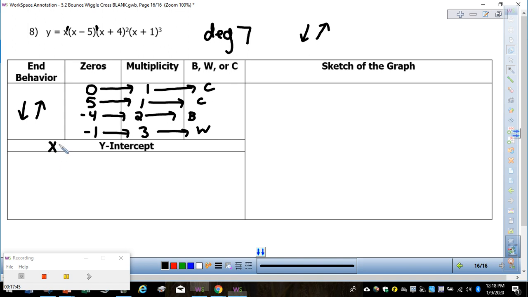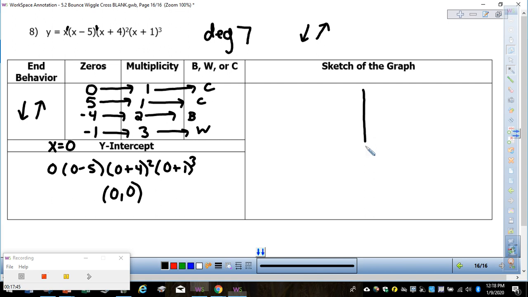Okay, this one is going to be the same process for getting the y-intercept as we did before, plugging in 0 for x. So we have 0 times 0 minus 5 times 0 plus 4 squared times 0 plus 1 cubed. At first glance, this one looks like, oh gosh, this one might be more work. But this one actually ends up being really easy because we have the 0 out in the very, very front. 0 times anything is 0, so it's going to wipe everything out. Another clue here is that if you ever have an x-intercept of 0, your y-intercept will also be 0.